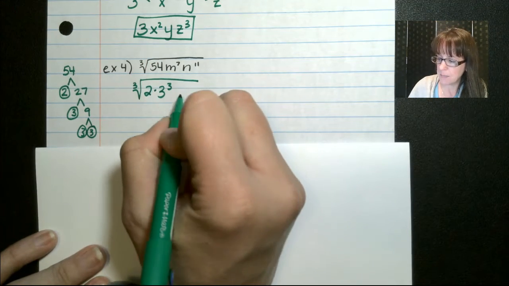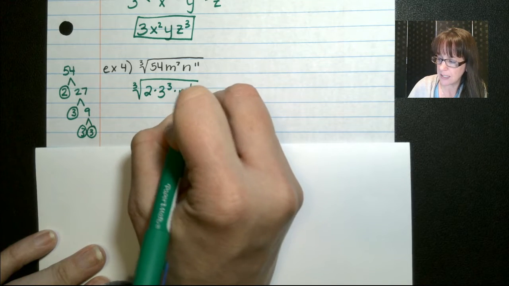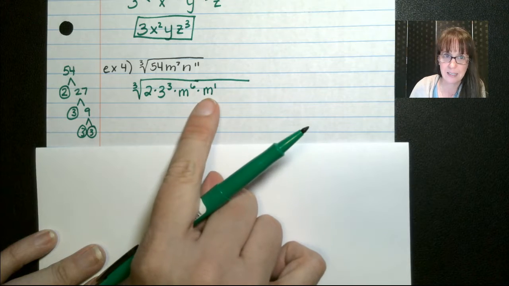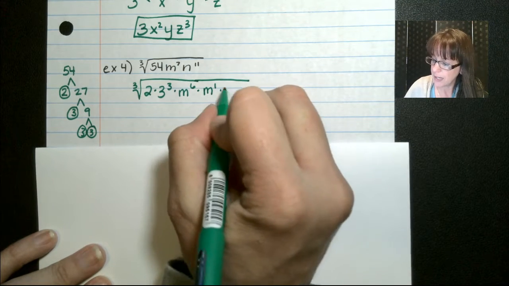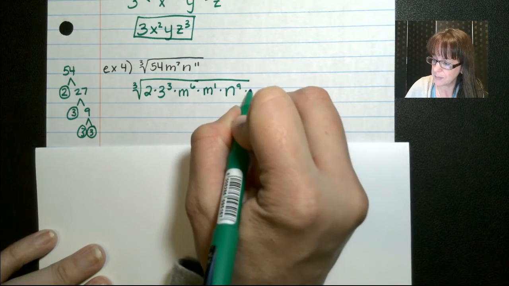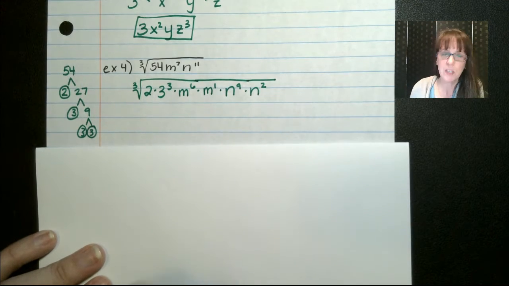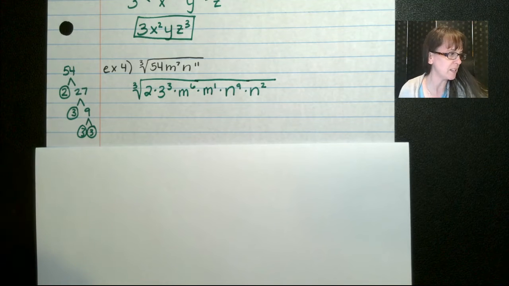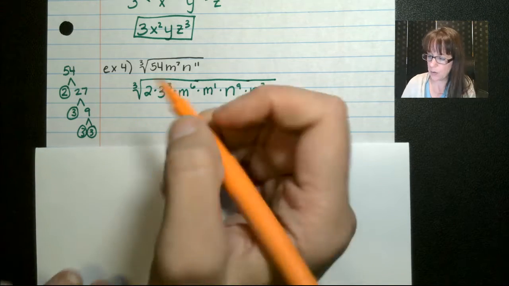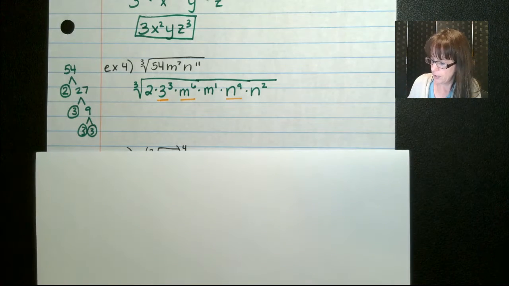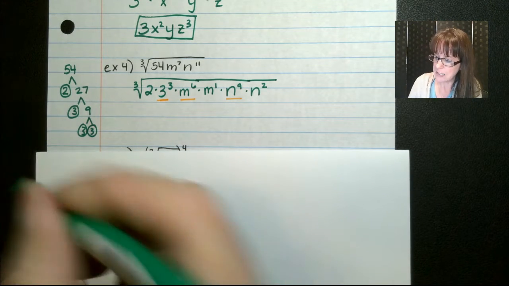So instead of saying m to the 7th, what I'm going to do is say m to the 6th times m to the 1. Because remember, in our rules of exponents, that equals m to the 7th. Then I do n to the 9th times n squared, because that will give me n to the 11th. So let's take a look at these. Which ones of these do we have that we can take out? Well, this is a group of 3, this is a group of 3, and this is a group of 3. So what we do is we move these guys to the front.